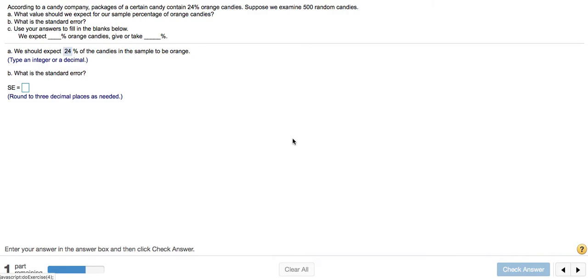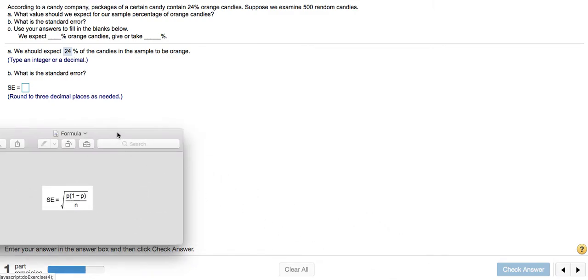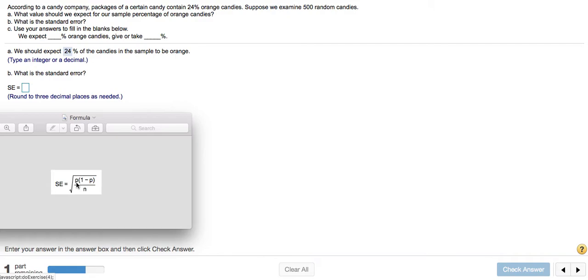But for part B, it says, what is the standard error? Now, there's a formula for this, which I'll bring onto the screen. So this formula says that we're going to take P, multiply it by 1 minus P, and divide by N. Here, P is going to be the probability that we get from this percentage, so I'll write 0.24 instead of 24%. And then 1 minus P will be 1 minus 0.24, or 0.76. N is the sample size, and then I'll take the square root of that number.